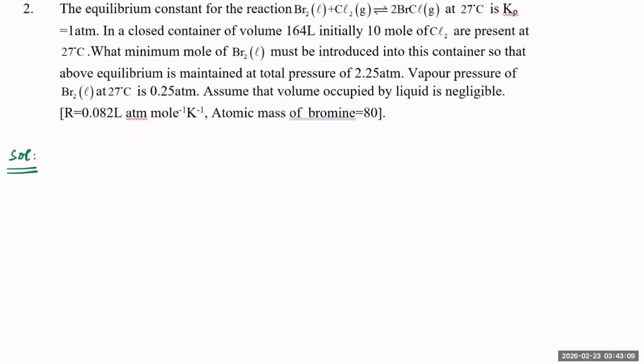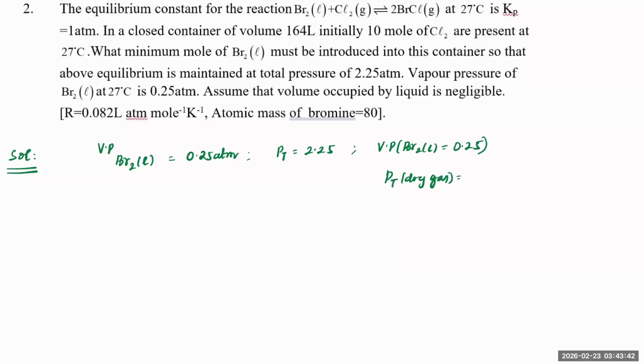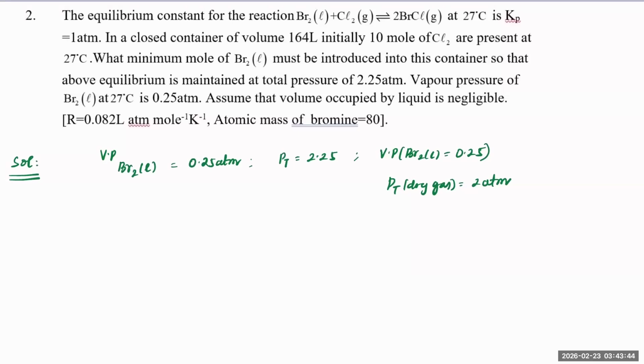What we know is that the vapor pressure of bromine liquid, Br2 liquid, is 0.25 atm, and the total pressure is 2.25. So the vapor pressure contributed by Br2 liquid is 0.25, which leaves the total pressure of the dry gases equal to 2 atm. I'm sure you must have got that part.